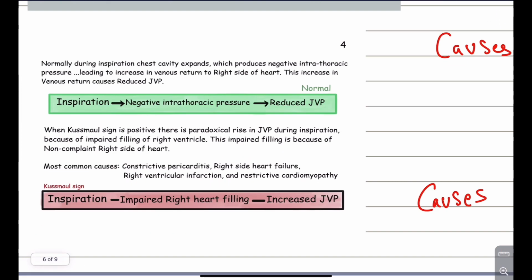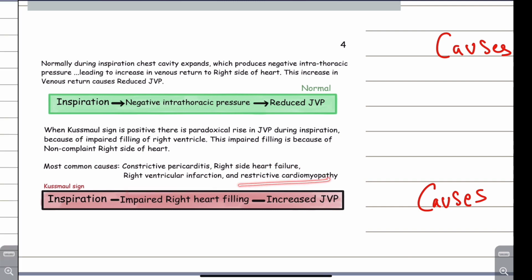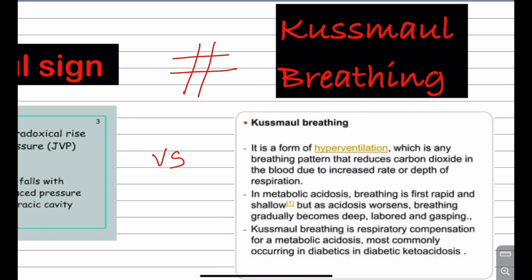Now, what are the conditions in which we see Kussmaul sign? Constrictive pericarditis, right-sided heart failure, right ventricular infarction, or restrictive cardiomyopathy. So let's move forward to Kussmaul breathing.